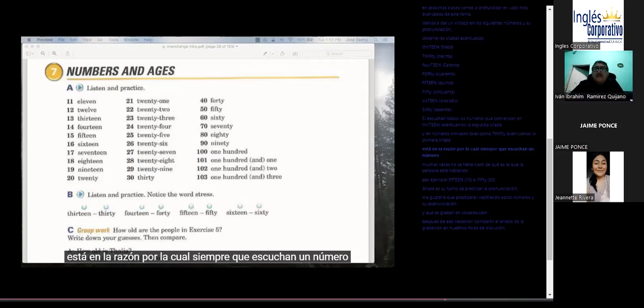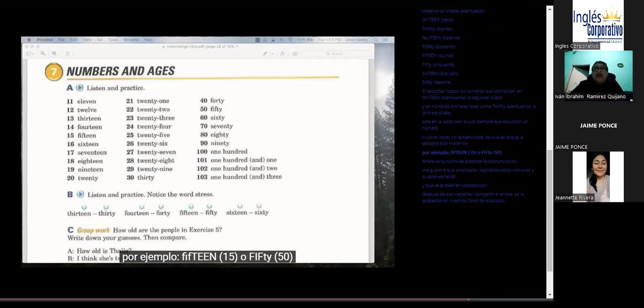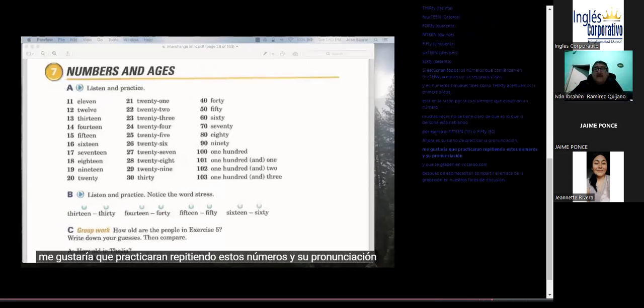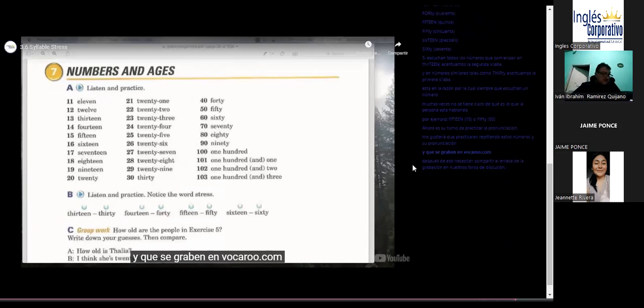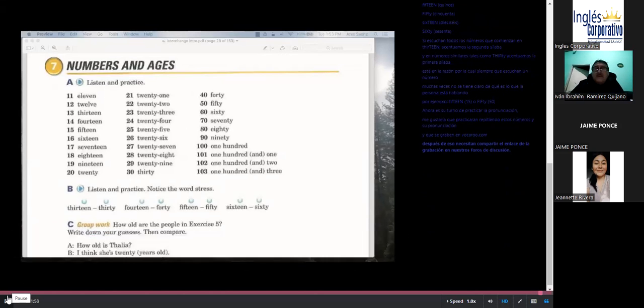This is the reason why whenever you hear a number, you may not be clear on whether the person is talking about 15 or 50. Now it's your turn to practice pronunciation. I would like for you to practice repeating these numbers and their pronunciation and record yourself on bookru.com. After that, you need to share the link of the recording in our discussion forums.